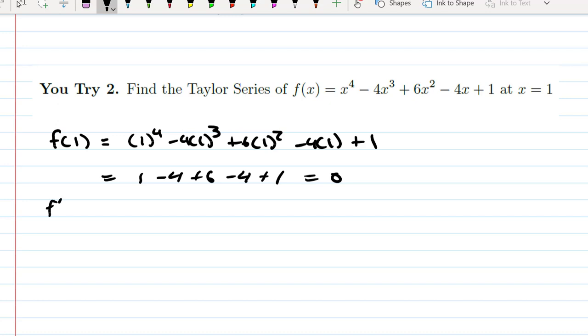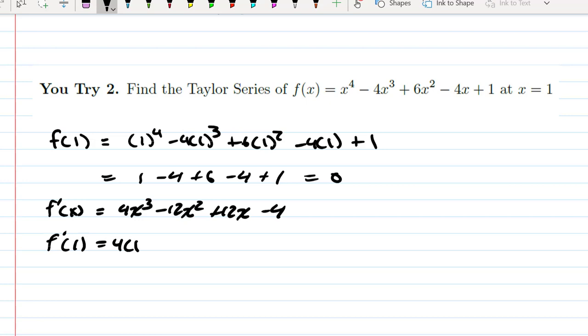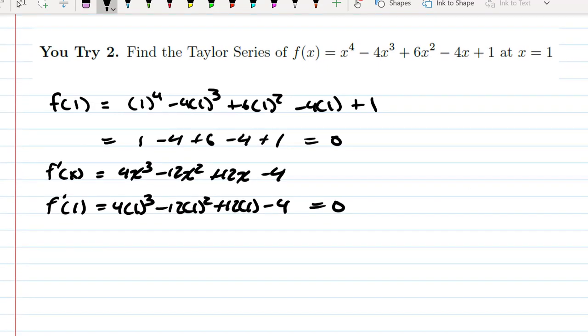And we take our derivative, so then f prime would be 4x cubed minus 12x squared plus 12x minus 4, and we evaluate it at 1. That gives us 4 times 1 cubed minus 12 times 1 squared plus 12 times 1 minus 4. So 4 minus 12 plus 12 minus 4, once again, is going to give us 0.